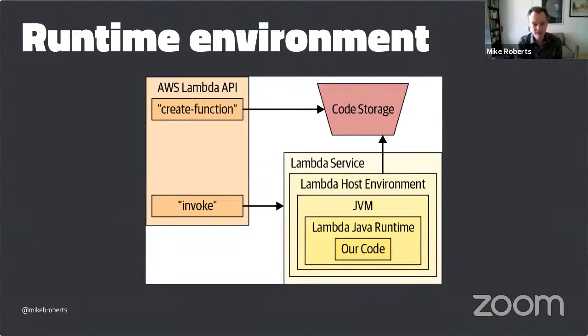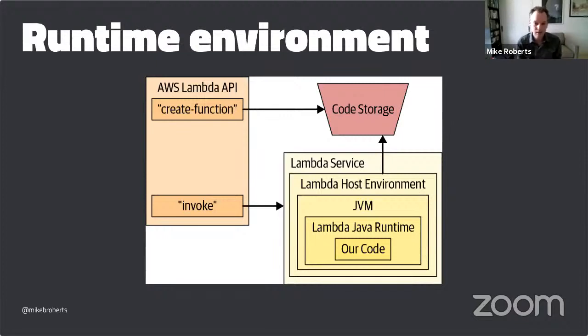So Lambda functions are invoked. We can either call invoke directly on them, or much more common, our Lambda functions are tied to an upstream event source. I'll talk about that a little bit in the next slide. But whatever happens, when our Lambda function is invoked, the way that invoke happens is that we call invoke on the Lambda API, or AWS calls invoke on the Lambda API for us.